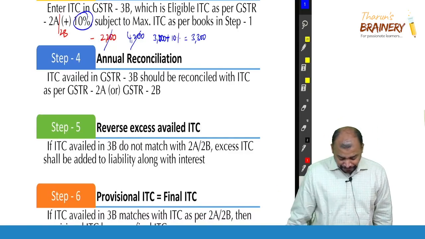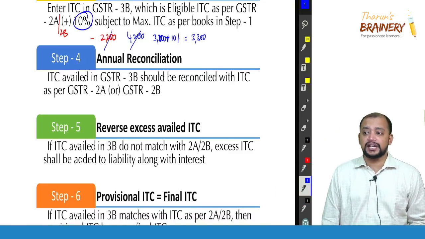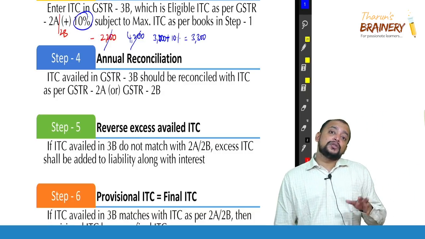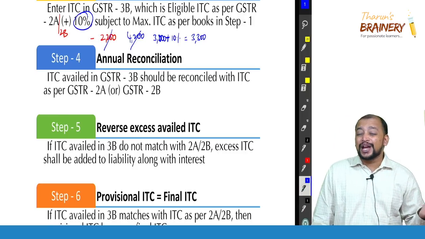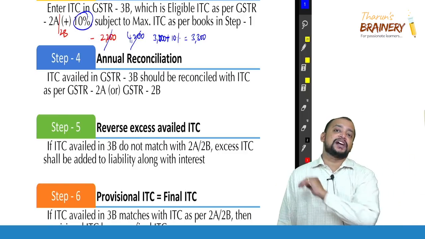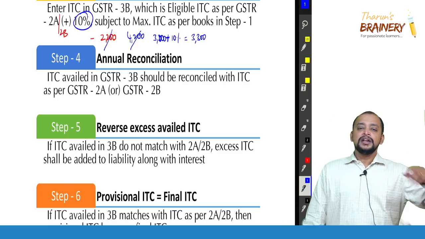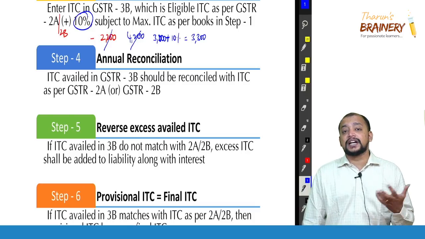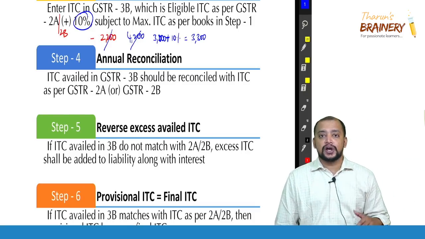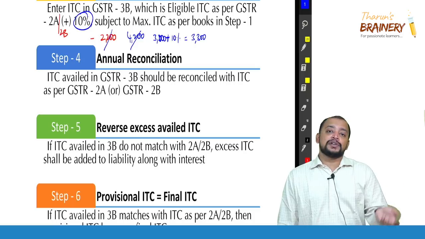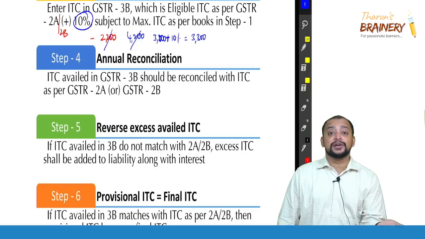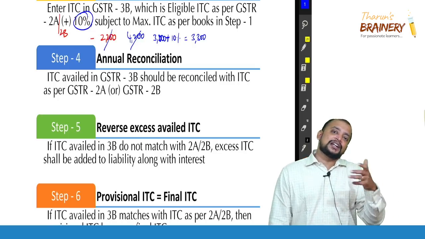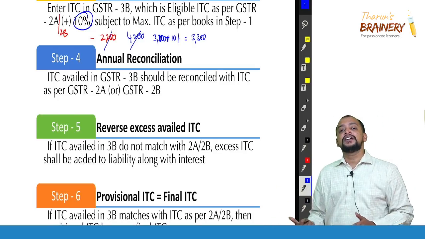That is step 4. So whatever credit that we have taken in GSTR 3B needs to be matched with ITC as per GSTR 2A and 2B eventually by the time we file the annual return. This 10% whatever we are taking extra, why is it not getting matched? Because the supplier did not file GSTR 1 or reported wrong information in GSTR 1. The supplier will again report it correctly at a later point of time. As and when the supplier reports it correctly, the recipient can take the credit.